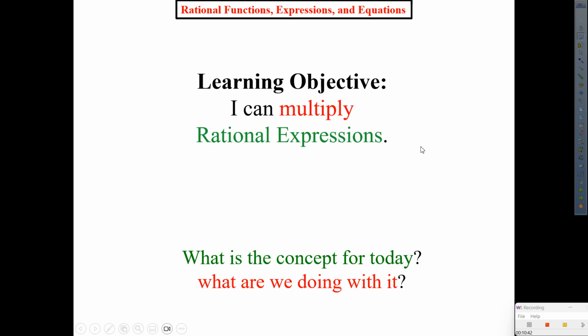So, y'all ready? Get a Cornell note ready. You don't need a prayer model. All right. Our objective for today, I can multiply rational expressions. So if you notice, we're still on the same concept, right? Which is what? Tell your neighbor. What is still the concept that we're working on? Yes, rational expressions. And today we're multiplying.